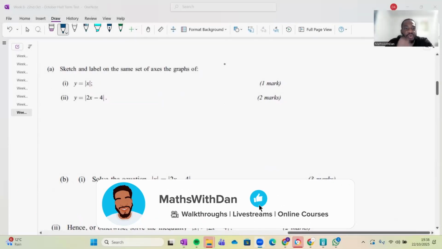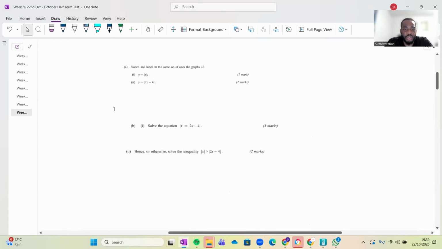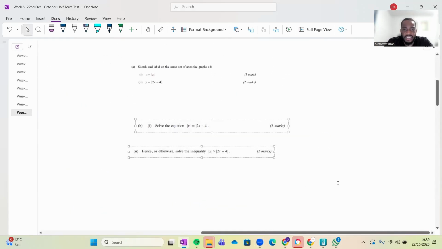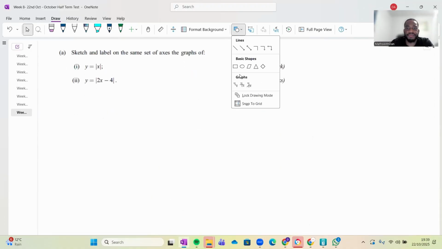It says sketch and label on the same axes the graphs of y equals the modulus of x and y equals the modulus of 2x minus 4. Okay, so this one is not too bad. So let's have a go and see how we get on. Let's get axes going.